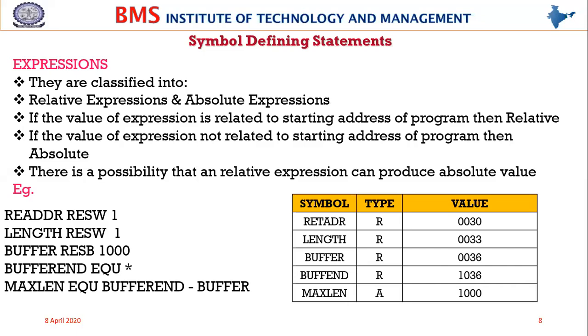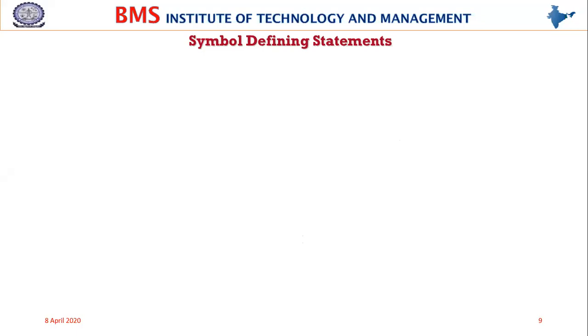This way we can use the expression to create the values, and usually the expressions are defined using the symbol defining statement EQU. The assembler directive EQU is used to do this, right? Okay. Next, we go to the next concept of program blocks.